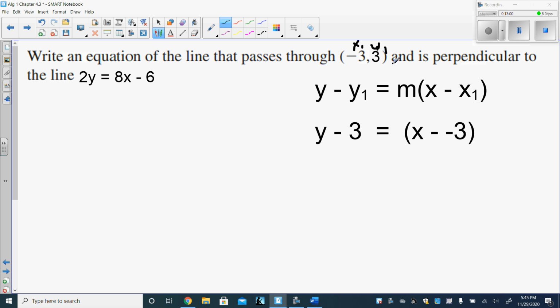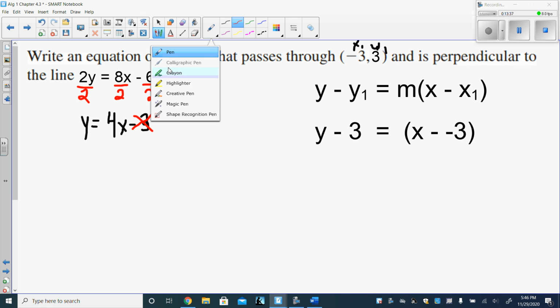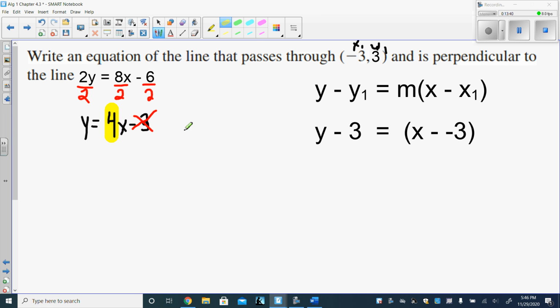Now to find the slope, well, it is perpendicular to this line here, 2y equals 8x minus 6. Well, it's not in y equals mx plus b form. So to get it there, we need to get y by itself. And in order to get y by itself, we're going to divide everything by 2. Well, 2y divided by 2 would give us y by itself, which was what we wanted, 8 divided by 2 would be 4x. And negative 6 divided by 2 would be negative 3. Now, out of all of this here, we really don't care about the negative 3. We don't care about anything else. We just care about its slope. Now, the slope for this here is 4.